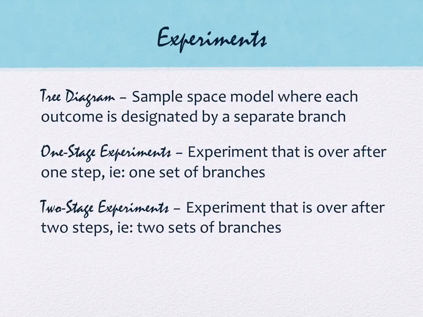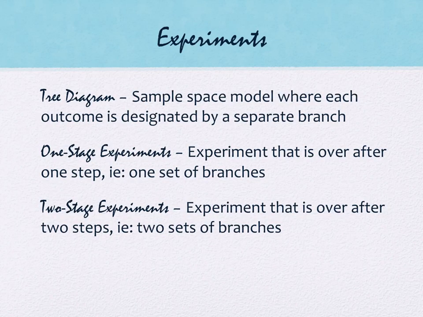So that diagram is actually called a tree diagram. A tree diagram is a sample space model where each outcome is designated by a separate branch. I promise we'll create them. Let's just get our vocab done first.